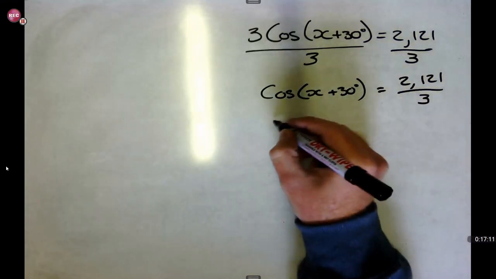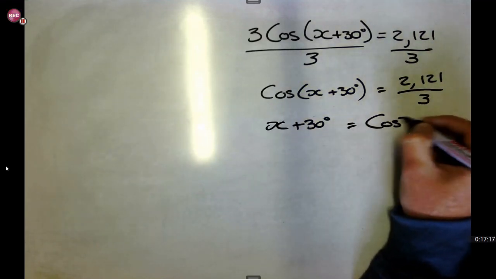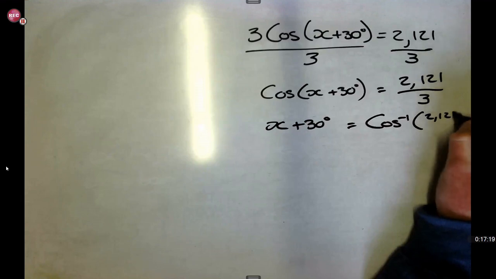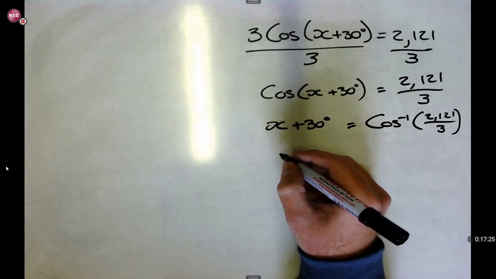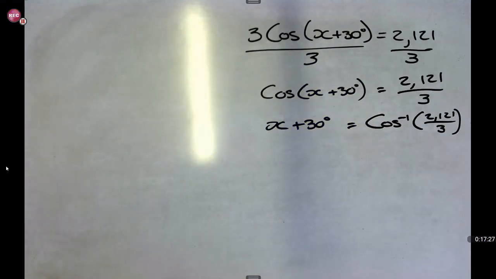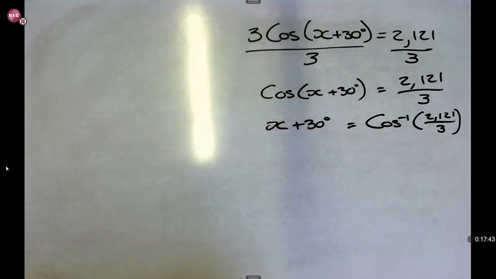Now you take cos over. So on this side you'll then have x plus 30 degrees is equal to cos to the power of negative 1, 2,121 over 3. Sorry. What you'll have to do now is the following. So once you've taken the cos over to the other side, you will have to go and calculate for cos, and then after that take the 30 over to the other side. Okay.